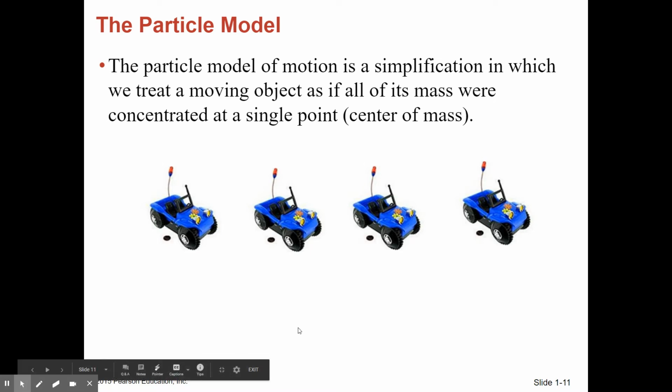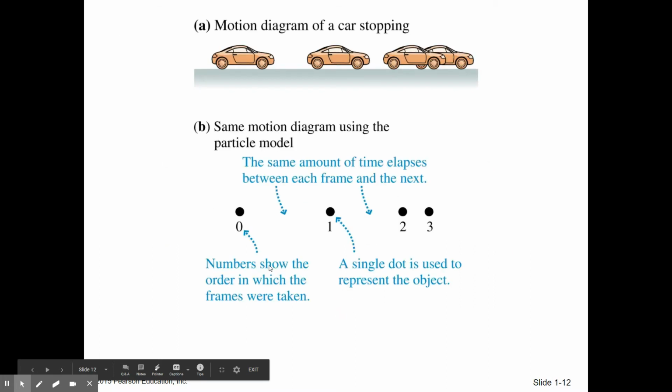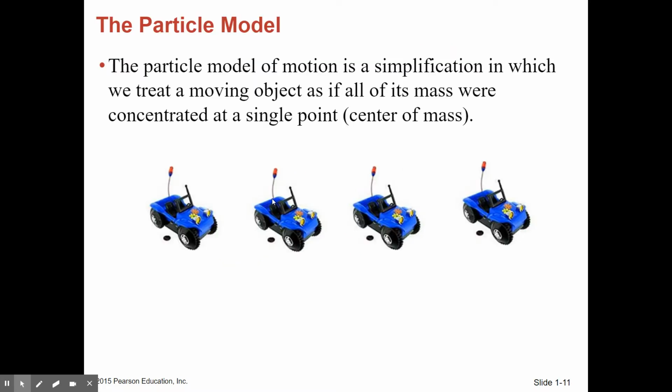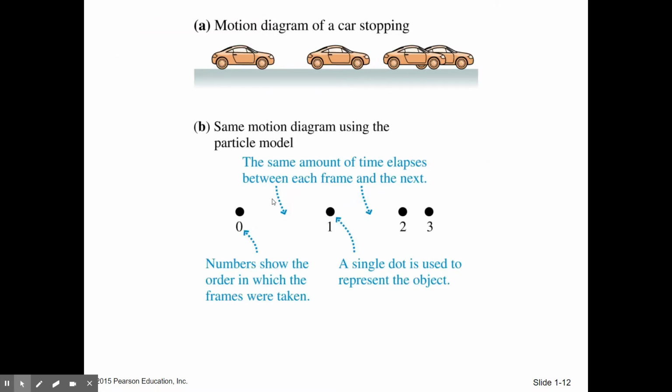All right, let's go to the next slide here. So here's another example of what I'm talking about. Well, they call them particle models. I like to call them motion diagrams as well. So here we have a car moving down the road, and you can see that they're bigger spaced here, and now they're getting smaller space between them.